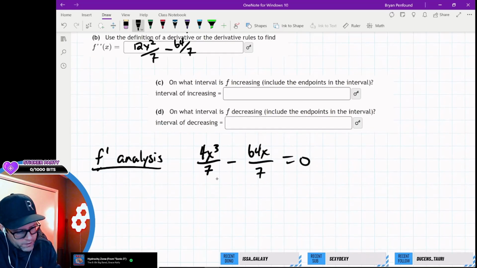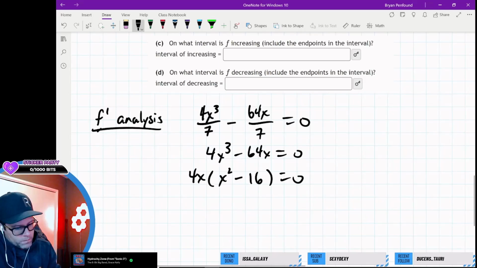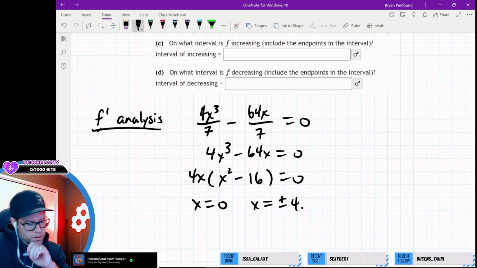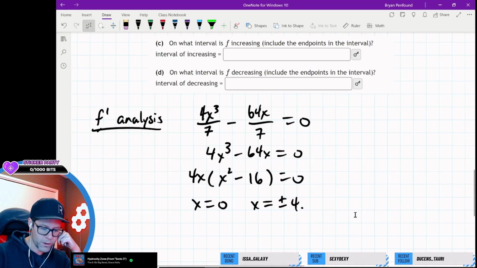So we can multiply everything by 7. That gives us 4x cubed take away 64x is equal to 0. And then let's factor out 4x. So that'll give us x squared minus 16. So that's going to give us 3 potential places for critical points. So there's a potential for a critical point at 0, and then a potential at both plus and minus 4 as well.